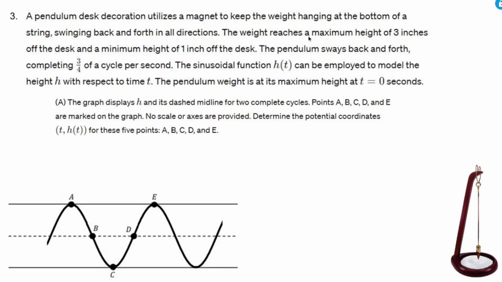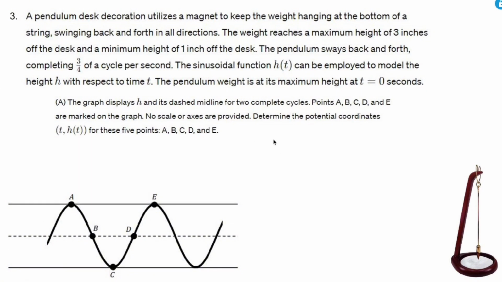The weight reaches a maximum height of 3 inches off the desk and a minimum height of 1 inch off the desk. The pendulum sways back and forth, completing 3/4 of a cycle per second. The sinusoidal function h of t can be employed to model the height h with respect to time t. The pendulum weight is at its maximum height at t equals 0 seconds. Pretty much what we're dealing with is no calculator allowed.